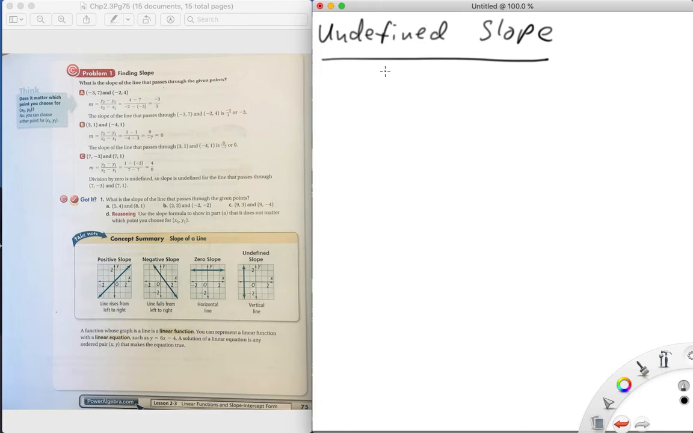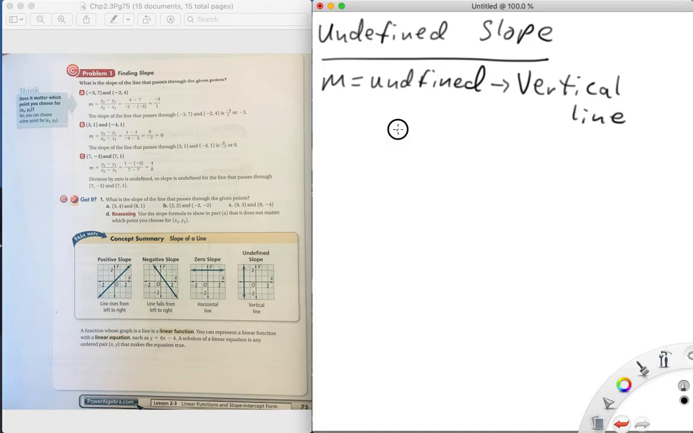Okay. When we talk about undefined slope, m is undefined. What does it mean to be undefined? I'm going to talk about that in a moment. And when we talk about an undefined slope, we're talking about a vertical line.